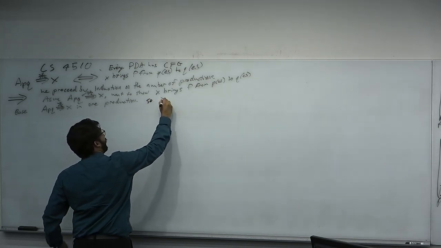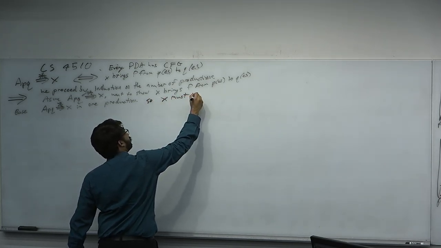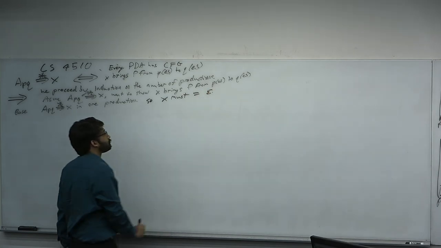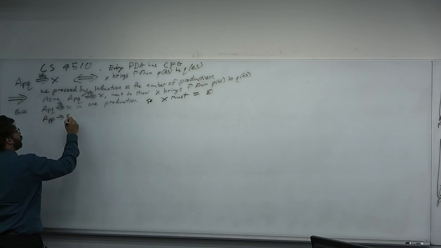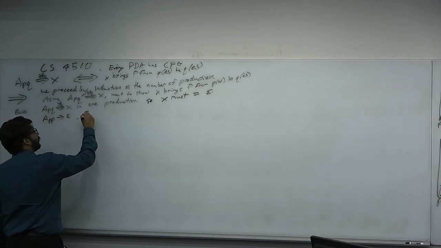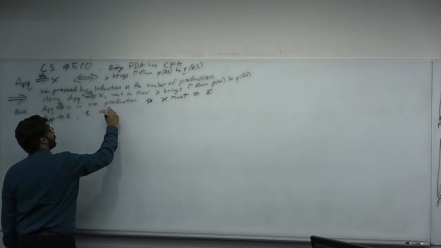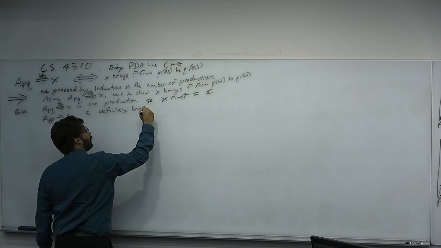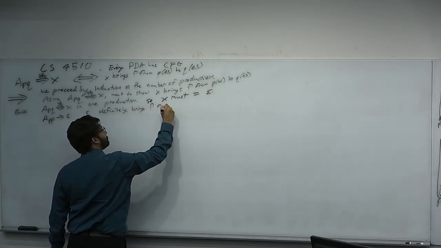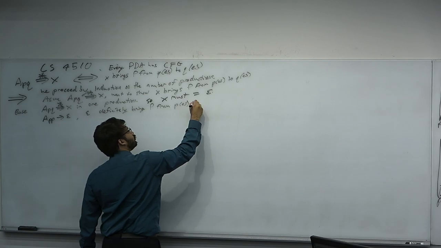So X must equal the empty string, and P equals Q. So A_PP does produce the empty string in one step, and epsilon definitely brings P from P with empty stack to P with empty stack.